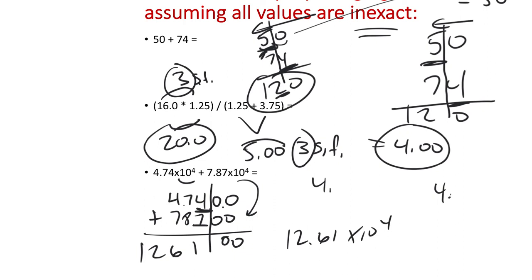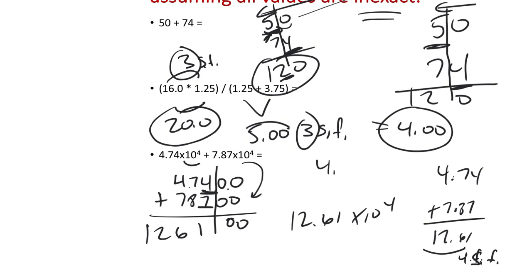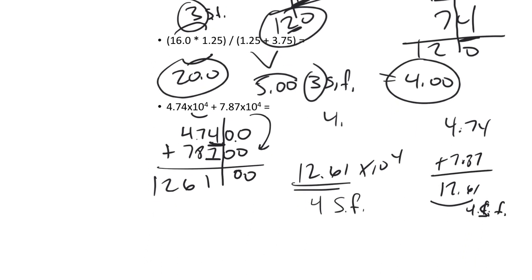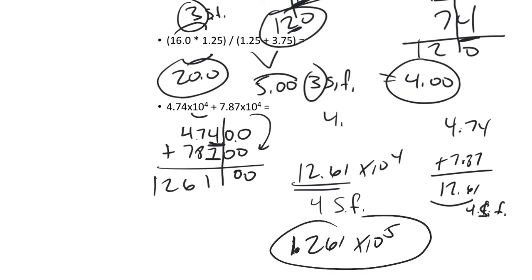If you notice, if I had 4.74 plus 7.87 in a different context, just as numbers, this would be 12.61 with 4 sig figs. And we still get 4 sig figs when we have times 10 to the 4 for both of them. So this is 4 sig figs. And you can also express this as 1.261 times 10 to the 5, which is another valid way of representing that number. It's 1, 2, 3, 4, 5 is now the exponent.